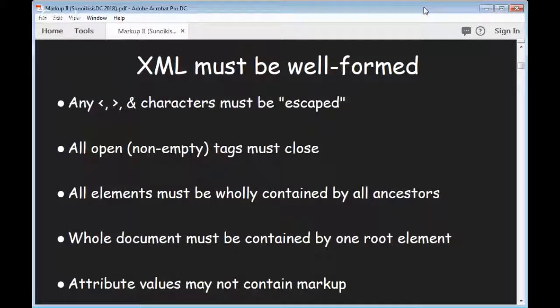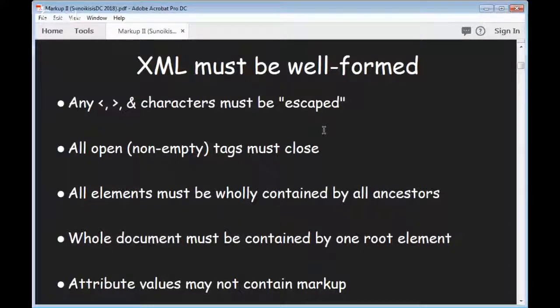And the final rule is that attribute values that you have on XML tags may not contain markup themselves. So they also cannot contain angle brackets or entities that are not escaped. So that's the general set of rules for well-formedness.